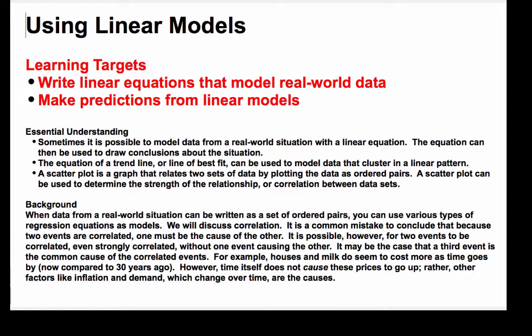Some background for the lesson. When data from a real-world situation can be written as a set of ordered pairs, you can use various types of regression equations as models. We will discuss correlation. It is a common mistake to conclude that because two events are correlated, one must be the cause of the other. So there's a difference between correlation and causation. It is possible, however, for two events to be correlated, even strongly correlated, without one event causing the other. It may be the case that a third event is the common cause of the correlated events.